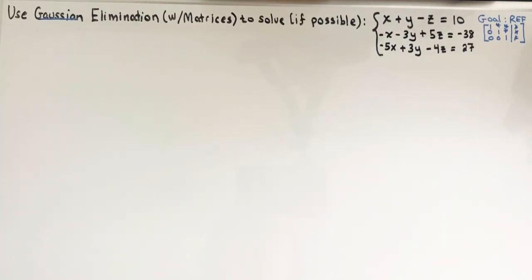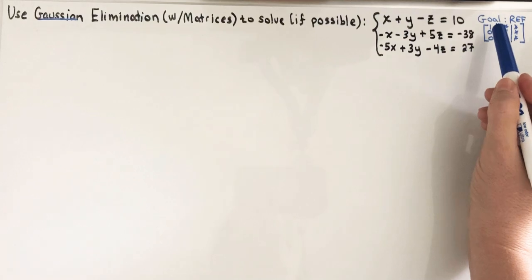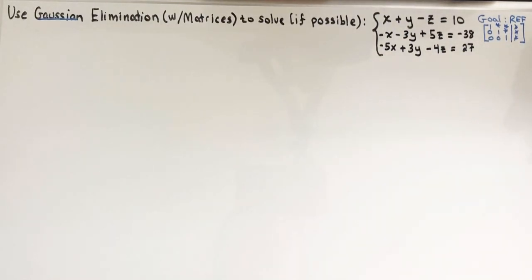If they asked you for Gauss-Jordan elimination, then we would also need to have zeros above the diagonal of ones. And I'll do another video with that example in a moment.